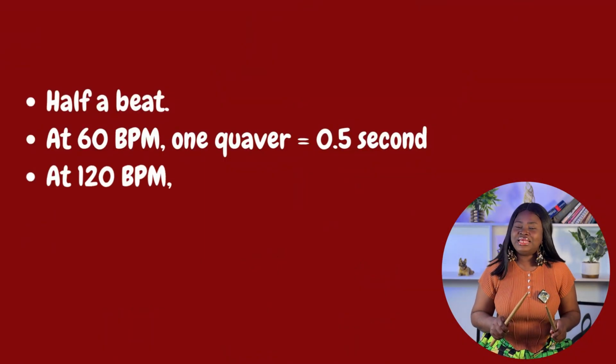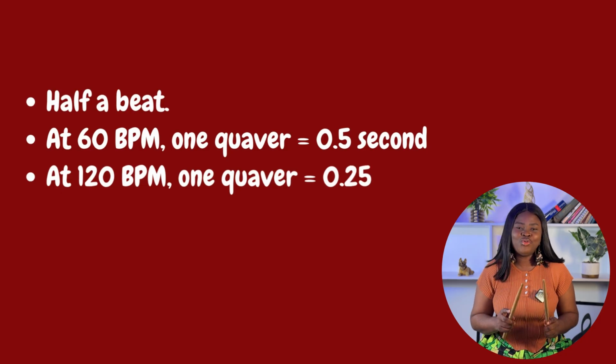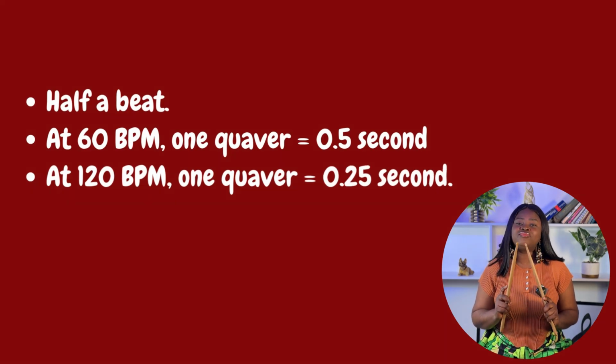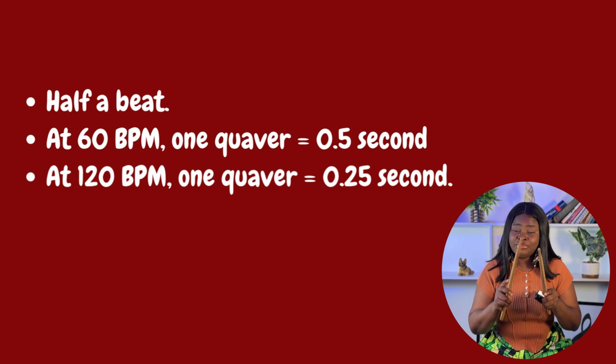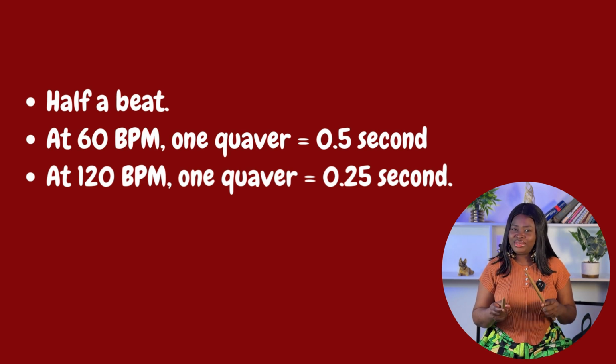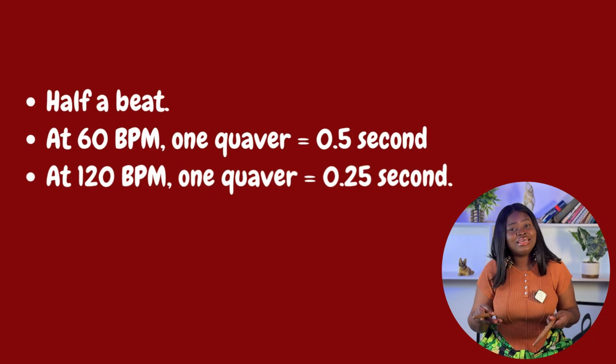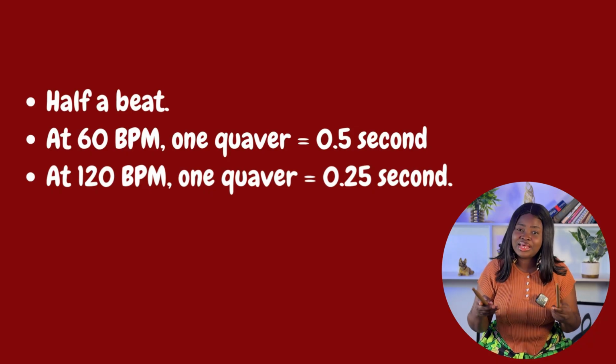At 120 beats per minute, one quaver is 0.25 seconds, which means that at the same 120 beats per minute, one crotchet is 0.5 seconds, which obviously means that a quaver is half of a crotchet beat. Now let's tap this.